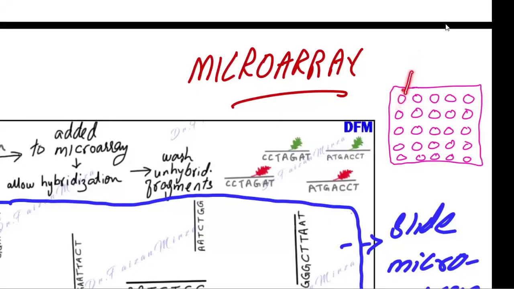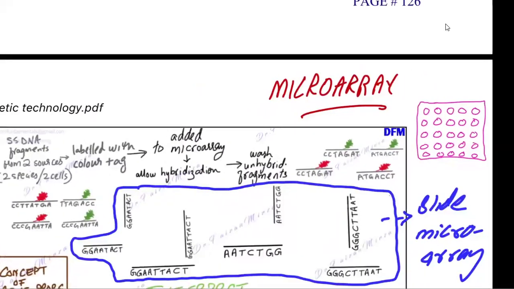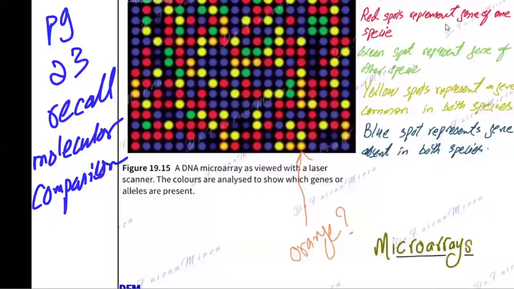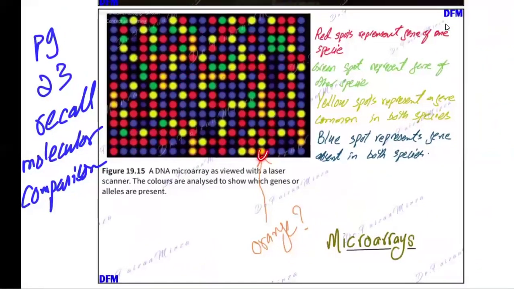So it can allow both colored DNA tags to be hybridized here, but it can also quantify which actually got hybridized more than the other. For example, here we are seeing a color in a spot which is orange. It shows that on this particular gene probe, the red tag DNA got hybridized more than the green tag DNA. So this is how the microarrays work.